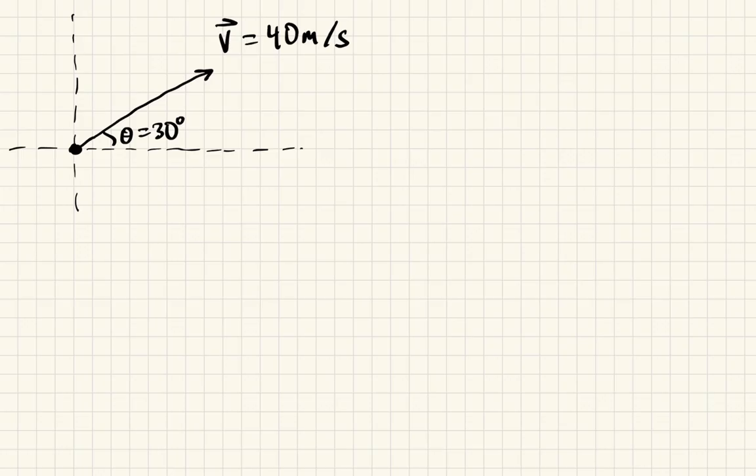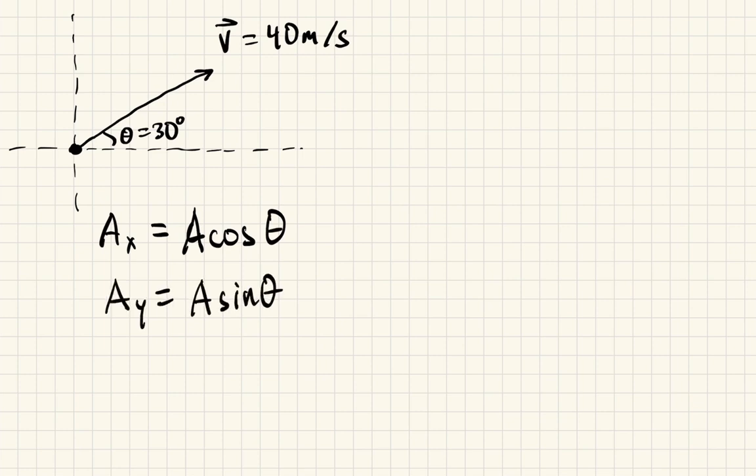And so here, our angle is the angle between the x-axis and the vector. So we can actually use the equation that we derived earlier that looked like this to find our x and y components. Okay, and so first let's do the x component.